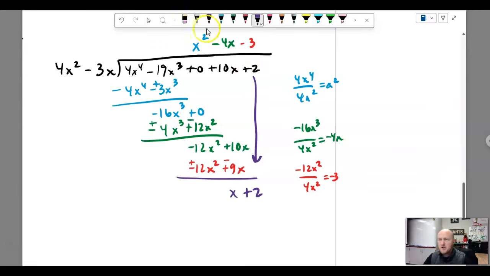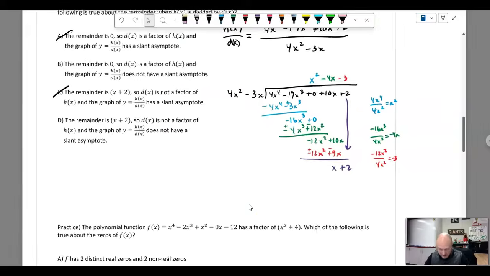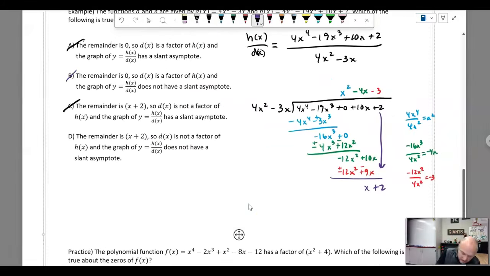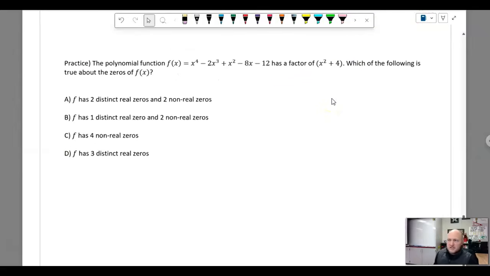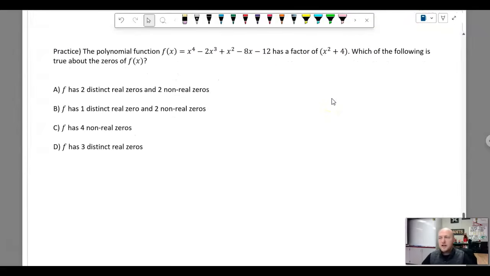All right, so there's my quotient, x squared minus 4x minus 3, and look what the remainder is, x plus 2. It's not 0. So what is our answer? It is not going to be B. Answer is D. Does not have a slant asymptote, again, because that only occurs if your degree is one more.